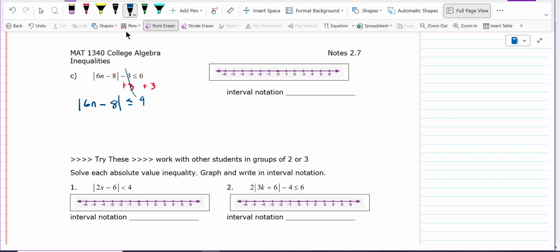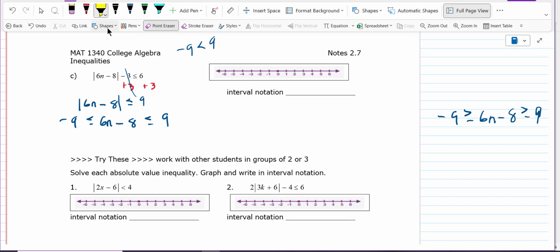Once you get that isolated, then you take what's out of absolute value, just kind of drop the symbols, and you put this in the middle of 9 and -9. Keep in mind that -9 is a smaller number than 9. That's why we have less than symbols here. It wouldn't make any sense if we had -9 greater than or equal to 6n minus 8 greater than or equal to 9. That doesn't make any sense because -9 is not larger than +9.